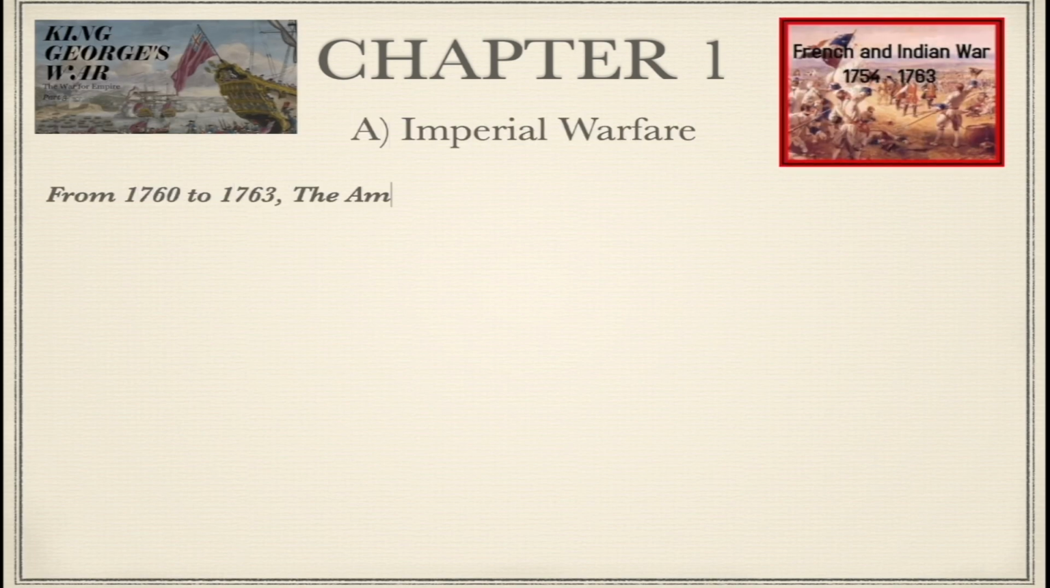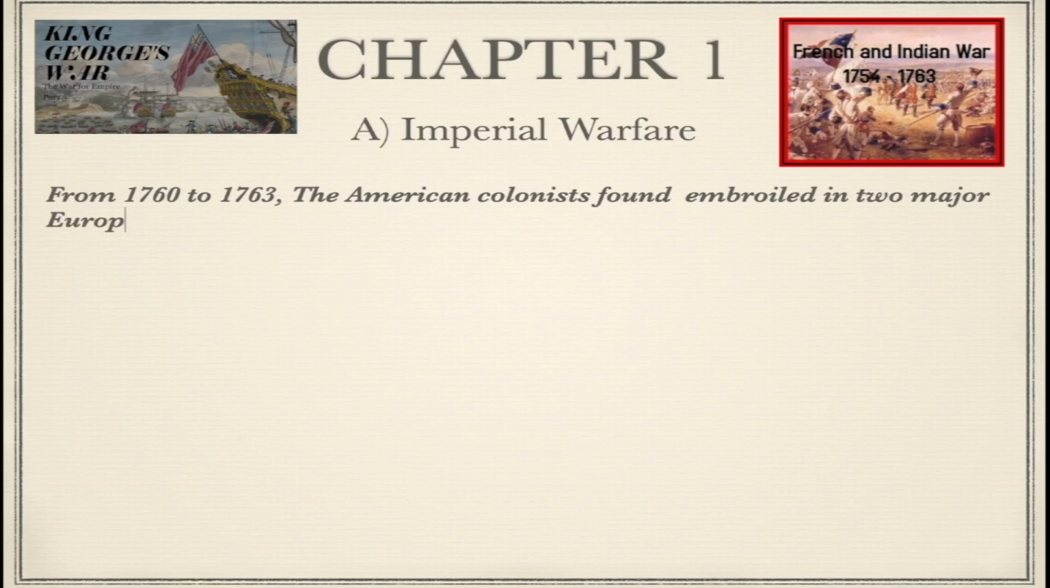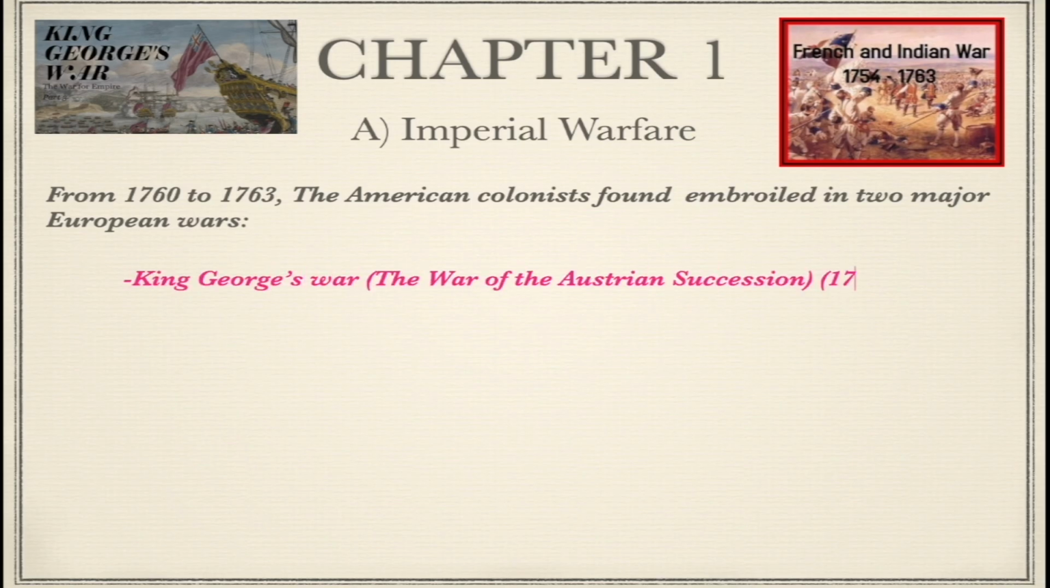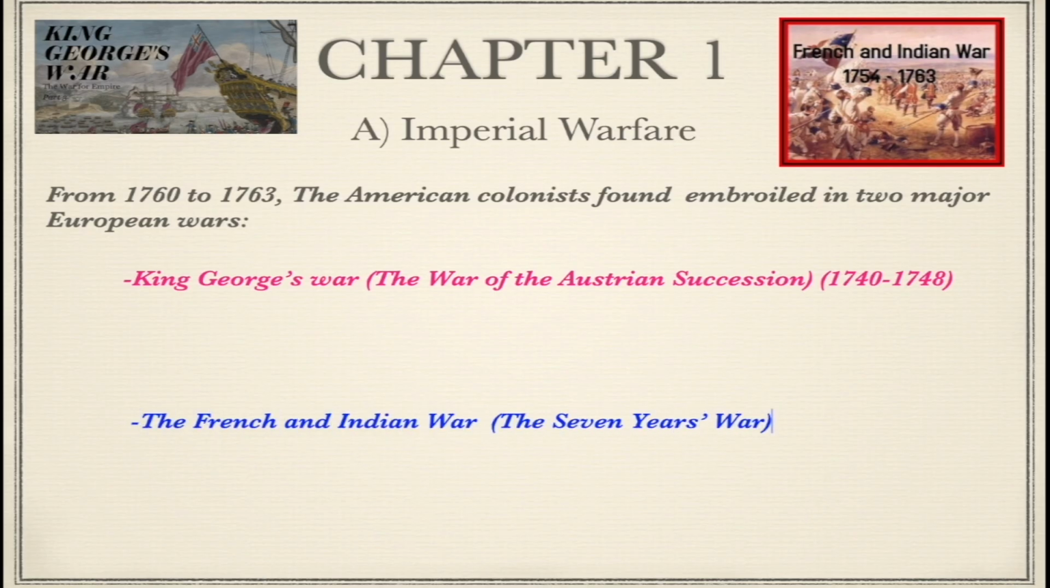From 1740 to 1763, the American colonists found themselves embroiled in two major European wars: King George's War, the War of the Austrian Succession, from 1740 to 1748, and the French and Indian War, also called the Seven Years' War, from 1756 to 1763.